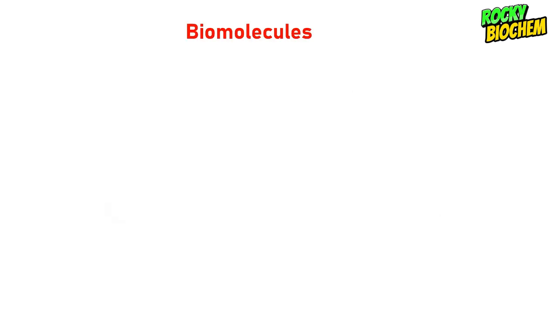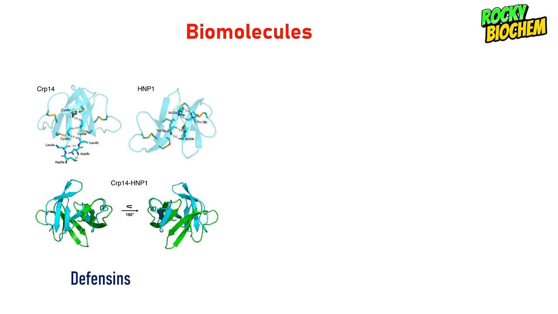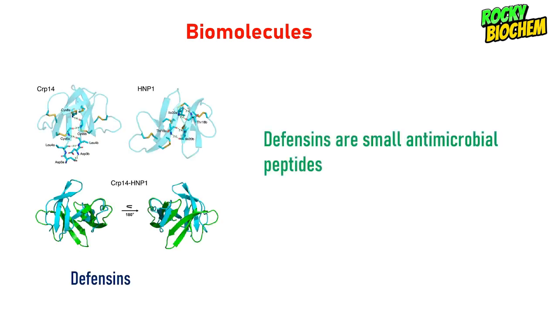Now, aside from the physical barriers that I have mentioned to be components of the innate immune system, we also have a wide range of biomolecules that play an important role in protecting the body. For instance, we have small antimicrobial peptides called defensins. Defensins are small antimicrobial peptides that have the ability to kill microorganisms.